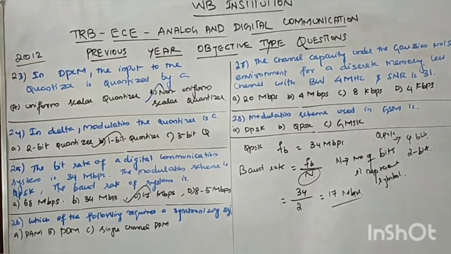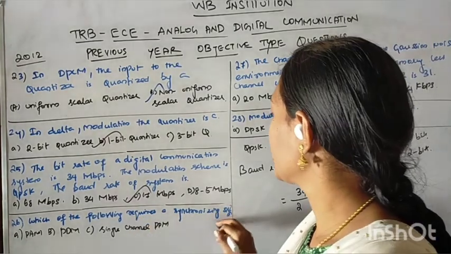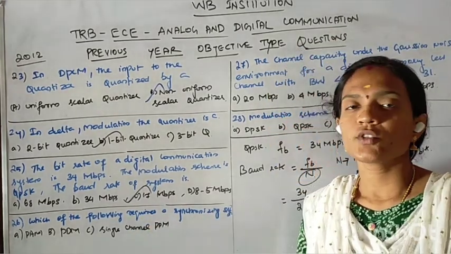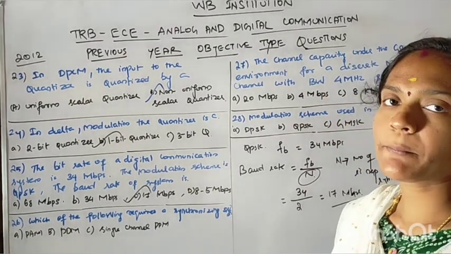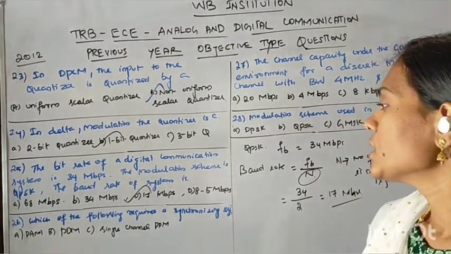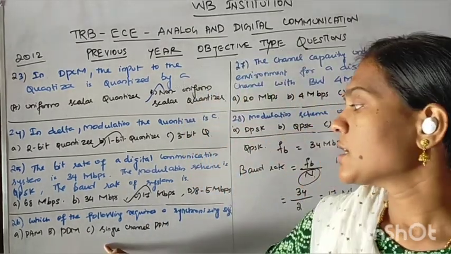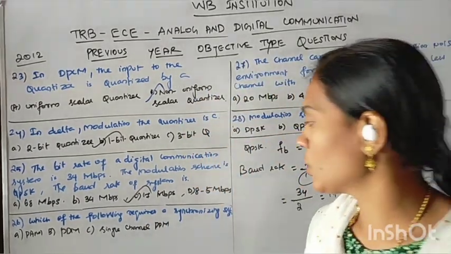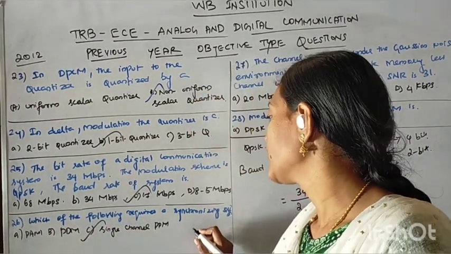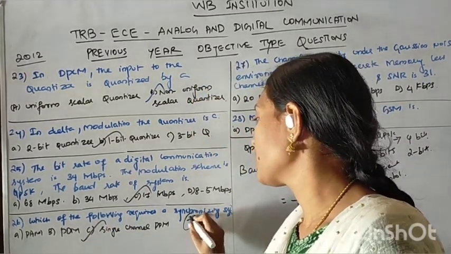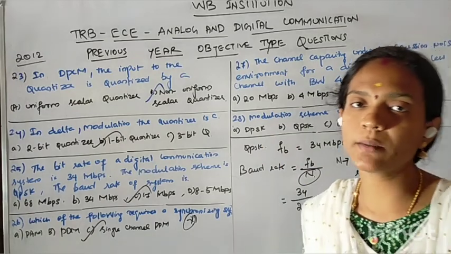So next question, which of the following requires the synchronizing signal? This is a direct question and an important one. So the synchronizing signal is required for single channel PPM. Okay, so option C is the correct answer. This is a direct question and an important question. Single channel PPM.